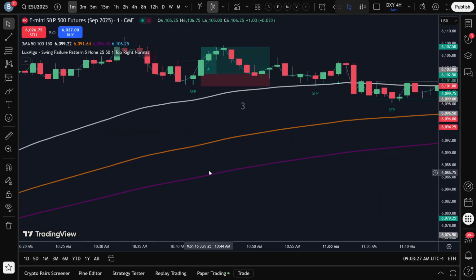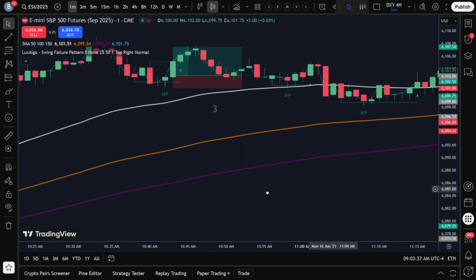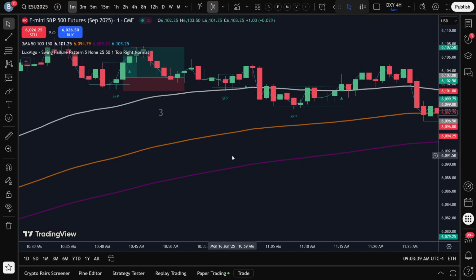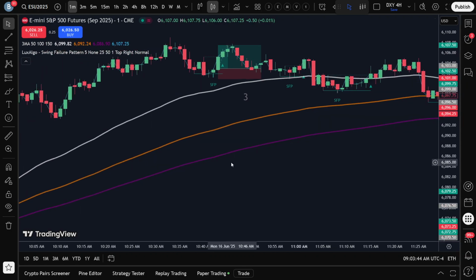Here's the first one. So here's your swing up, swing down. There's your swing failure right there. Your entry would go here. As you can see, it's good for 3 points. Now, I don't take the other trades within the same wave. So here's another signal. Here's another signal.